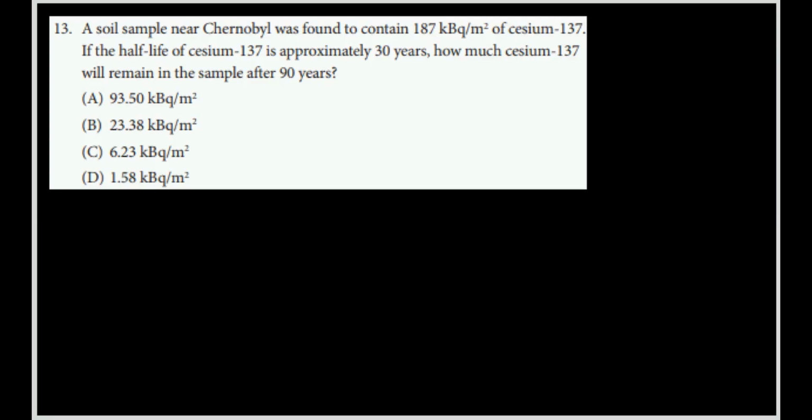So this one says that there's a soil sample that was found to contain 187, you don't even have to know what this unit is, you can just say 187, whatever, of cesium-137.